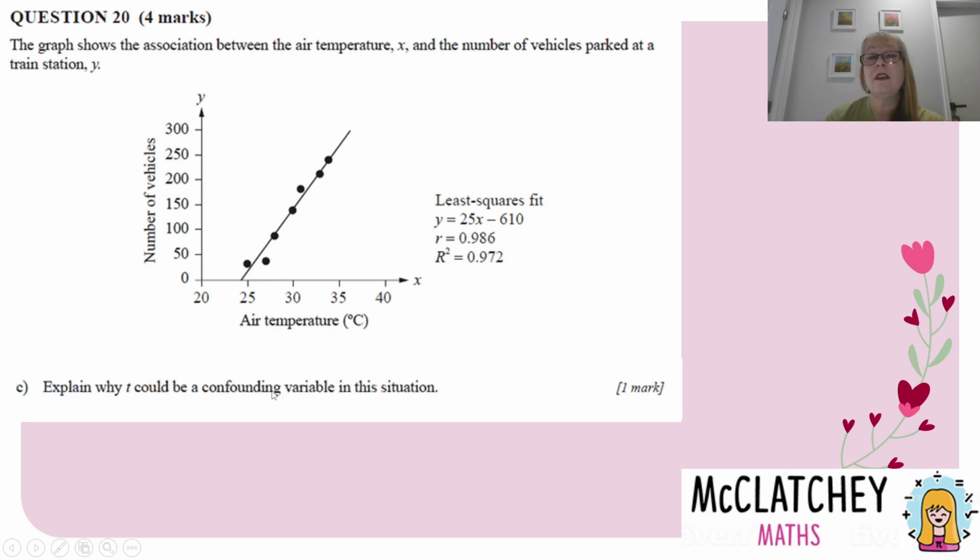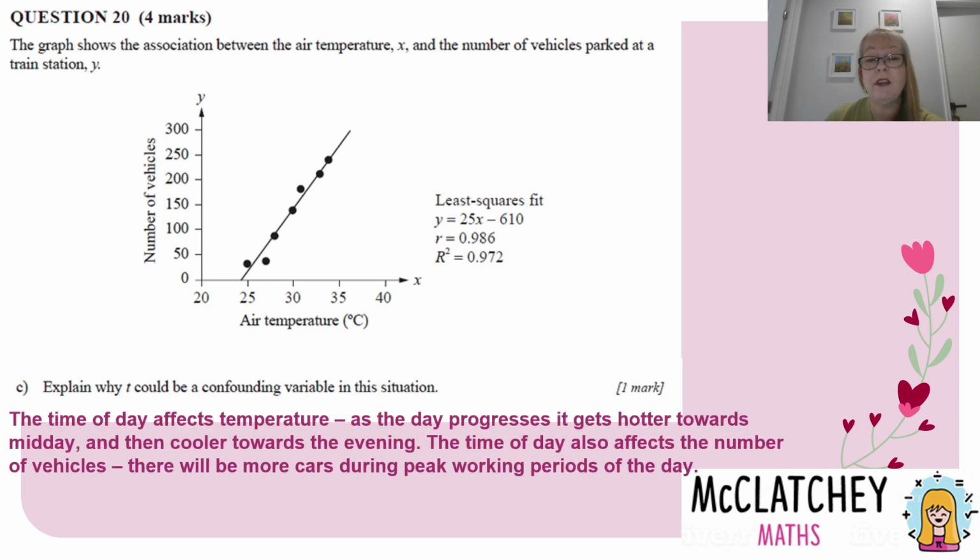So part C was kind of where I got to earlier in my explanation of the confounding variables. Why is time of day a confounding variable? Well, here's an example in writing. The time of day affects the temperature. As the day progresses, it gets hotter towards midday and cooler towards the evening. The time of day affects the number of vehicles, there'll be more cars during peak working periods of the day. So now I've explained why time of day affects both air temperature and the number of vehicles.